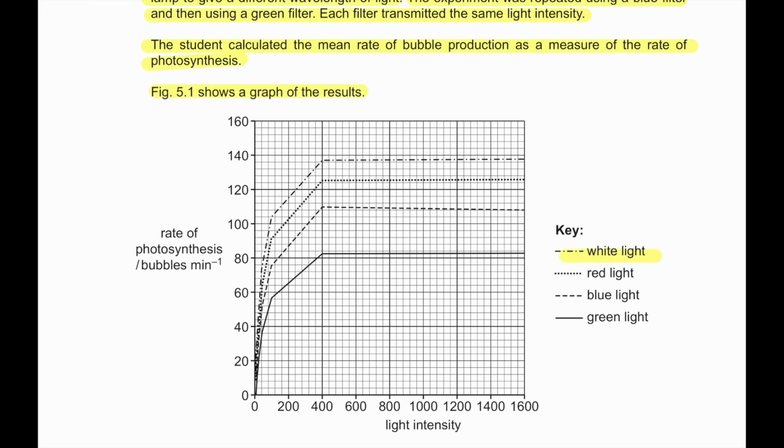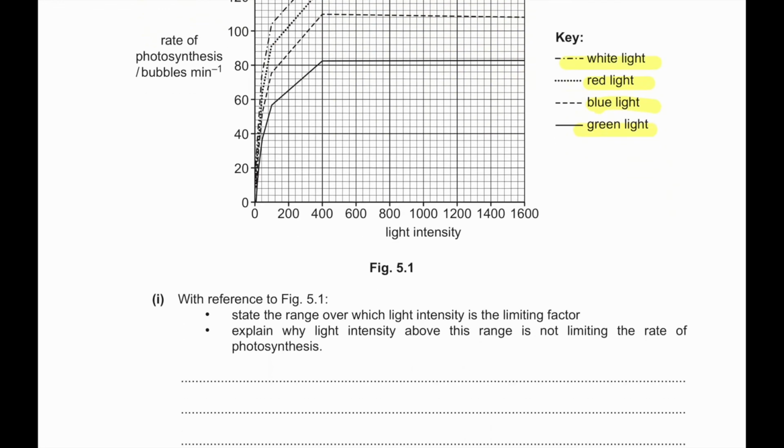White light has the highest rate of photosynthesis. Then red light, which possesses a lot of energy. Then blue light, and then green light. Green light has the lowest because it is not absorbed by the plant.